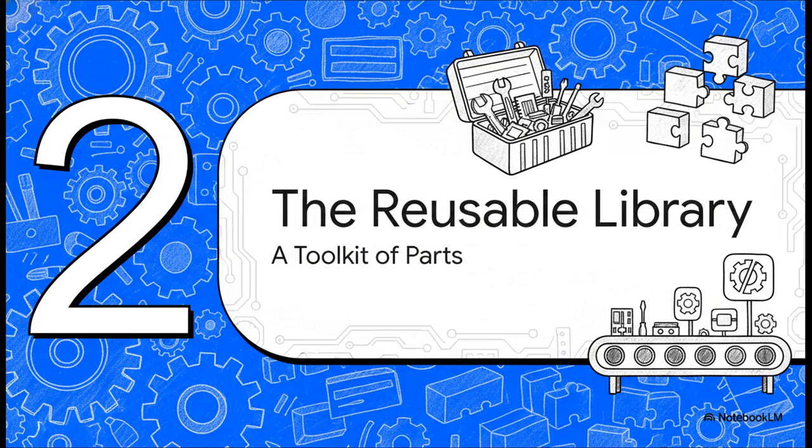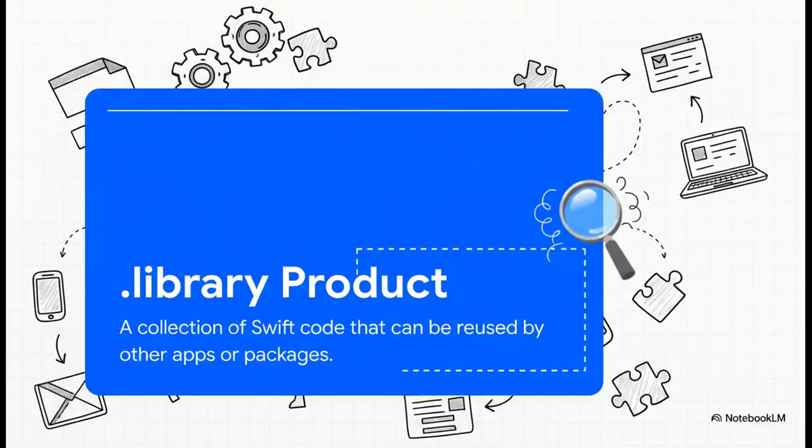Okay, let's dive into the first option, the library. The absolute best way to think about a library is as a toolkit, like a box full of really well-crafted, reusable parts that somebody else can grab and use to build something even bigger. Officially, it's called a .library product. And the key thing to get here is that it's kind of inert on its own. It has no main entry point, it can't run. Its whole reason for being is to be neatly packaged up so other projects can just import it and use all the cool functionality it provides.